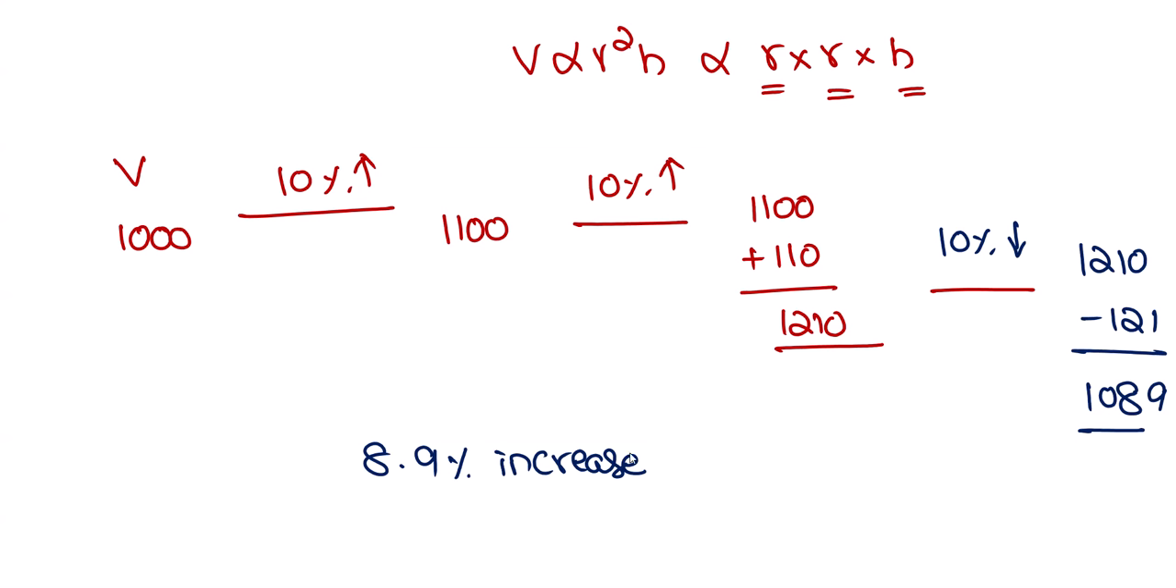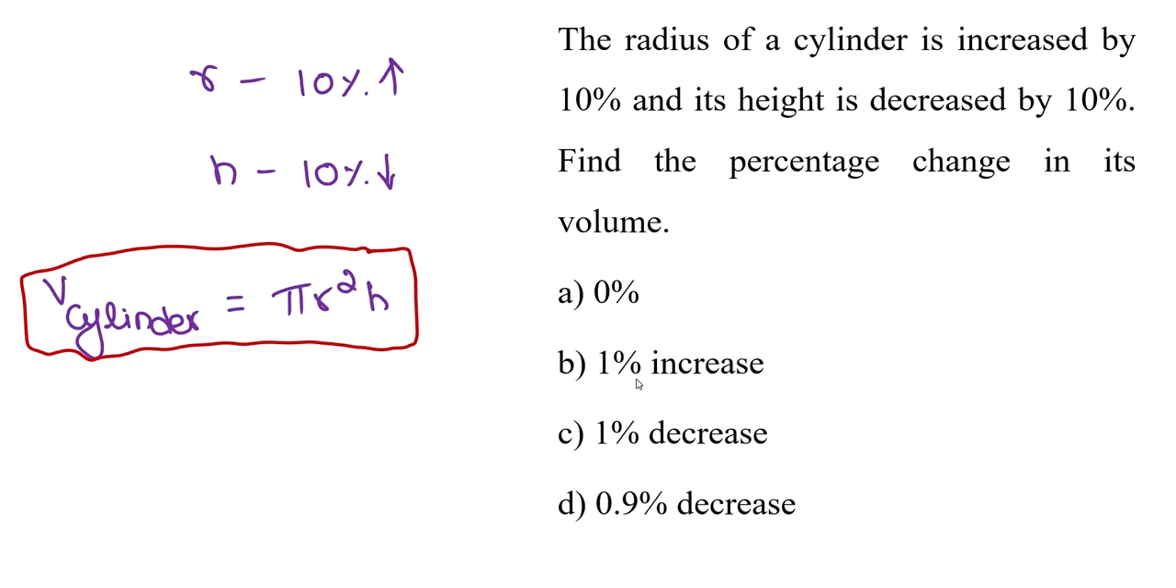You see the approach, how things are going on, right? Do you agree with this answer? The options, this should be 8.9% increase. There is no option, so we'll add one more, 8.9% increase. Right. The other approach: the same question can be handled in a different way.